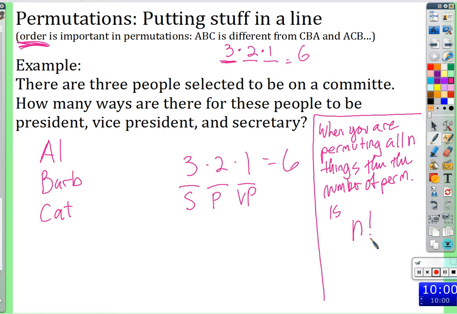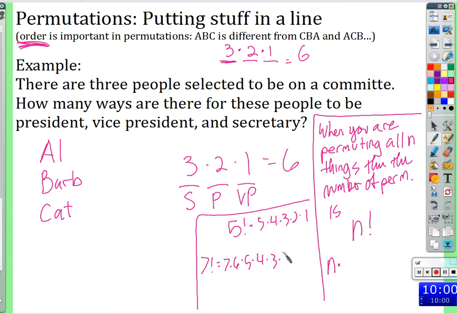So can anybody gather what that means? So that means n times the number of positions? It's not times the number of positions, no. The number of positions and the number of things in this case are both the same. Three people, three positions. So if this number were 5, what would 5 factorial mean? 5 times 4 times 3. Right? 5 factorial equals 5 times 4 times 3 times 2 times 1. What would 7 factorial mean? 7 times 6 times 5.